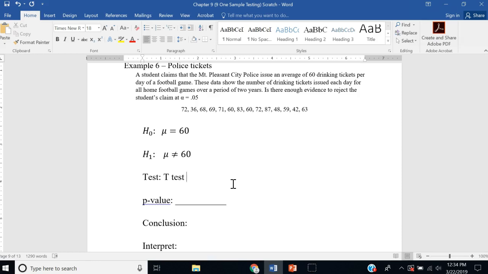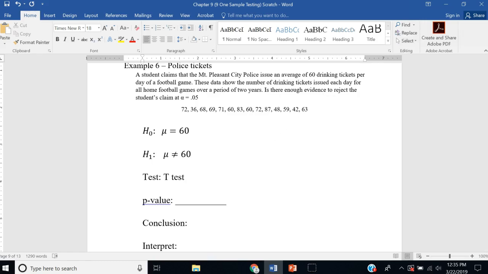Now we're going to have the input of data. You're going to switch that very top entry where it says data or stats, and put that on data. The mu sub 0 is going to be 60. That's the number that is in my alternative and my null hypotheses. My list is going to be L1, again, second L1. Frequency, just leave as 1. And then the alternative hypothesis has not equal to, so we're going to utilize the not equal to feature on the calculator.